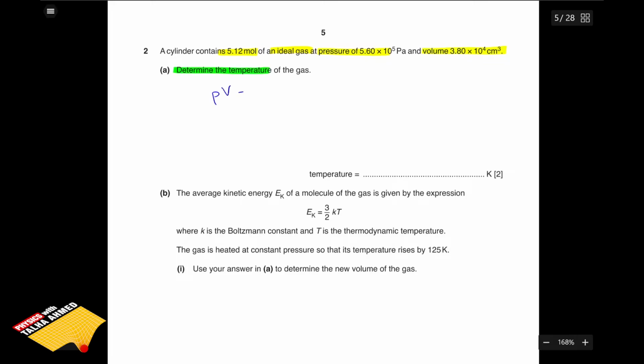All you just need to remember is the ideal gas formula, which is PV equals nRT in this case. And you need to know that R basically stands for the universal or molar gas constant. The value of that is 8.31. You can always see that value from the second page of this paper. You don't need to memorize it.